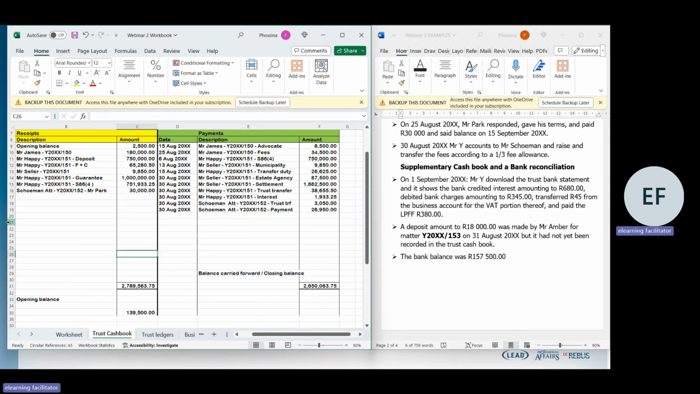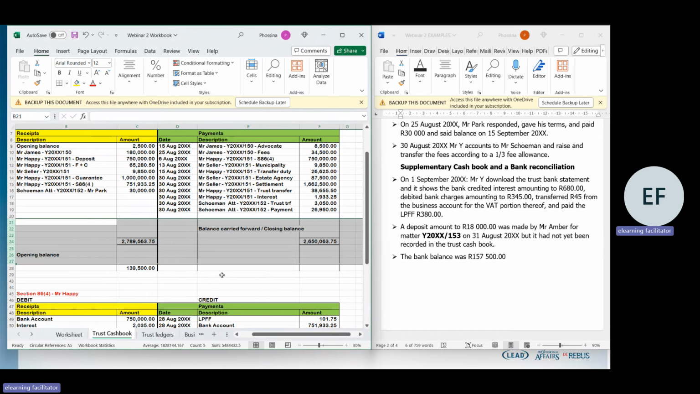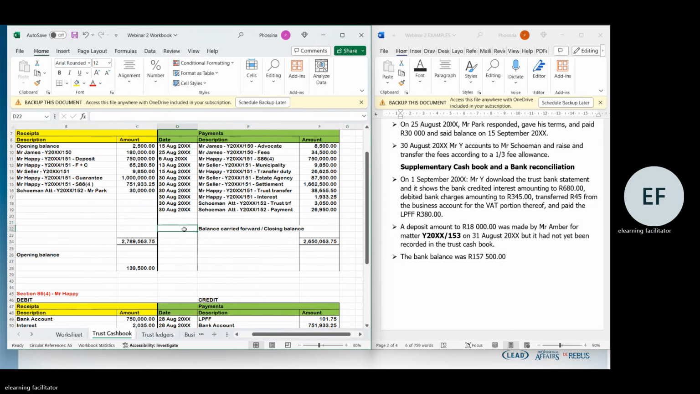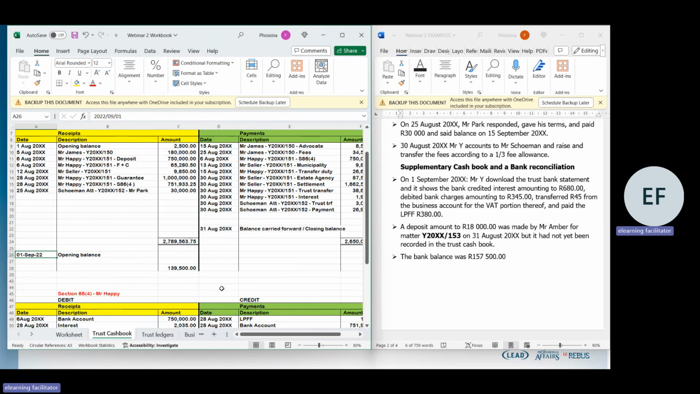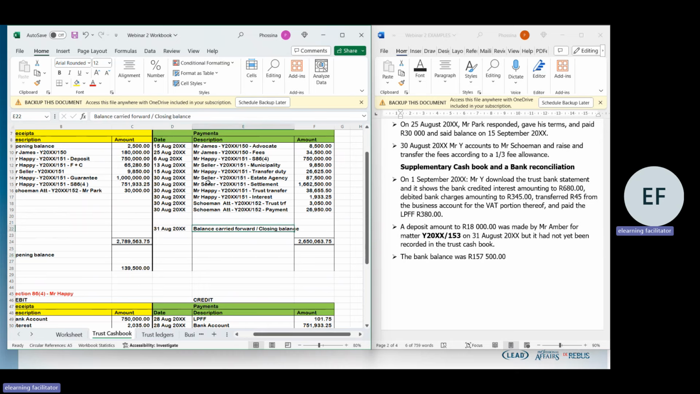Okay, so we are more or less done with recording our trust transactions. This is it for the month. With August, we close off, we balance off, and then we will do a supplementary cash book just to show we haven't finished recording the transactions. So we calculate our balance carried over, which is the bigger side less the smaller side. So we've added up everything.